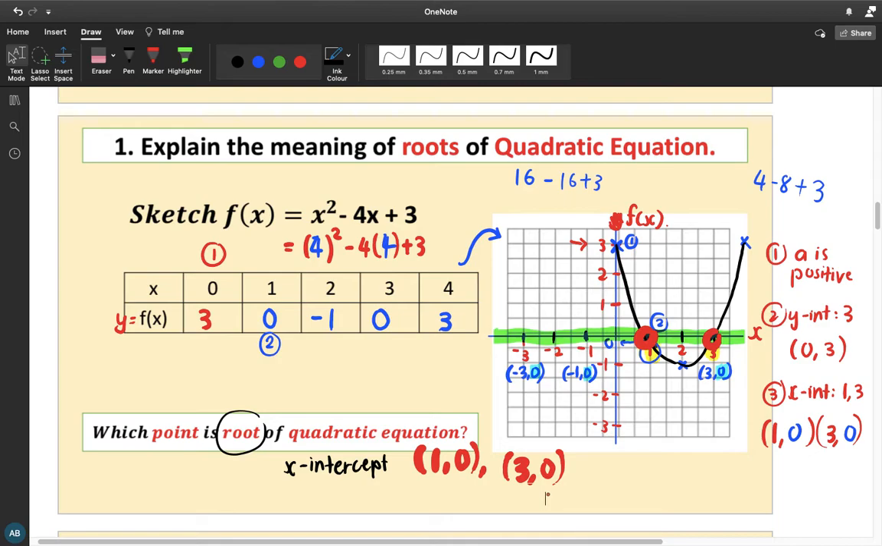Alright, so we can say that x equals 1 and x equals 3 is... why do I use a marker? It is the root of the quadratic equation. That's the story, okay?